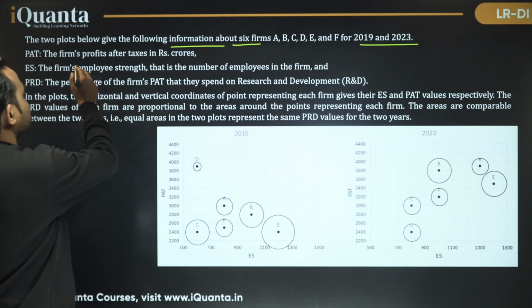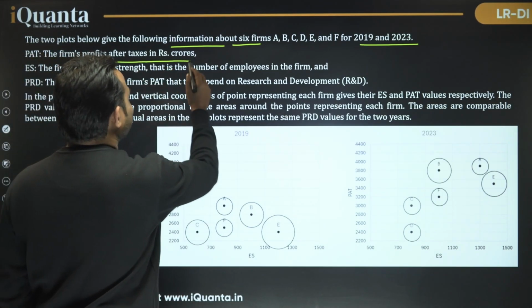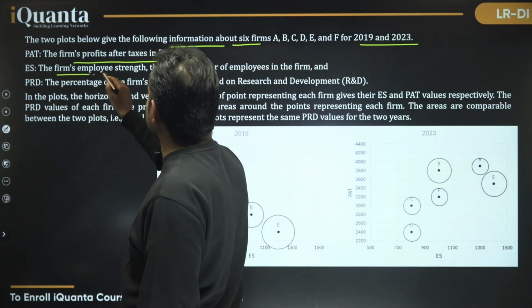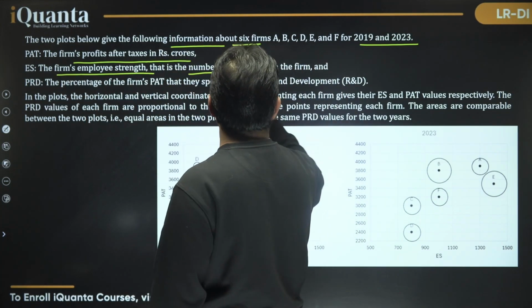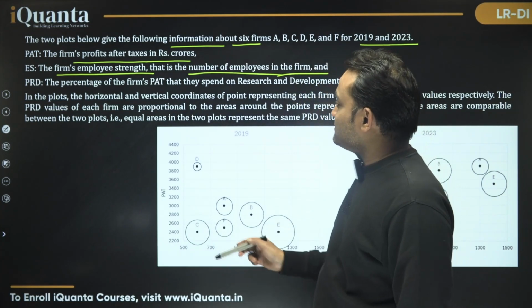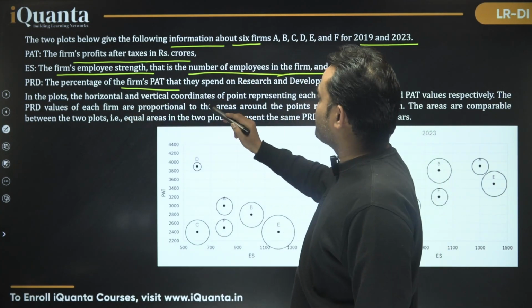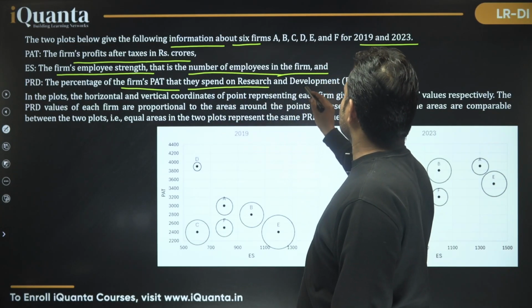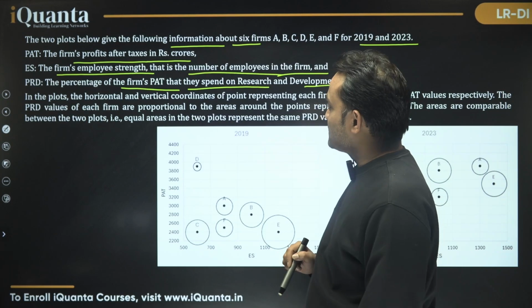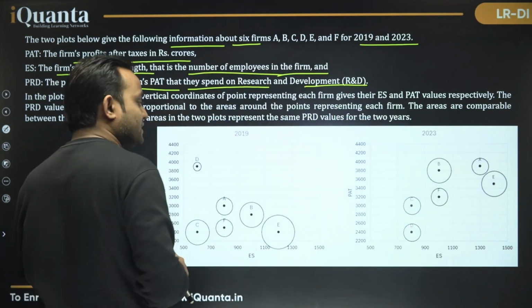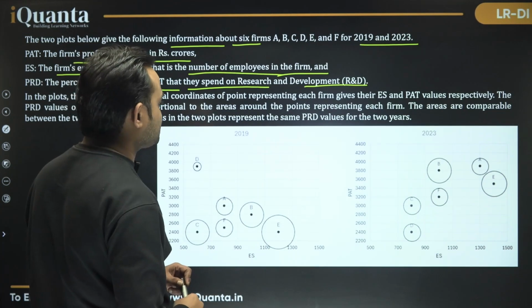PAT, the firm's profit after tax in crore rupees. ES is the firm's employee strength, that is the number of employees in the firm, and PRD, the percentage of the firm's PAT that they spent on research and development. So this is the graph. Two different kinds of graphs have been given, bubble graphs.